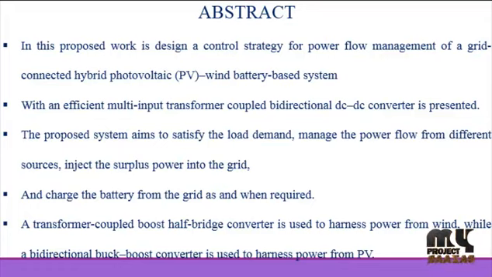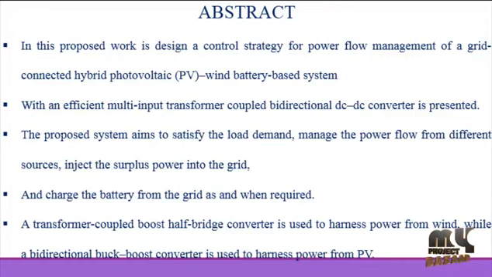A transformer coupled boost half bridge converter is used to harness power from wind, while a bidirectional buck boost converter is used to harness power from PV along with battery charging and discharging control. A single phase full bridge bidirectional converter is used for feeding AC loads and interaction with the grid.